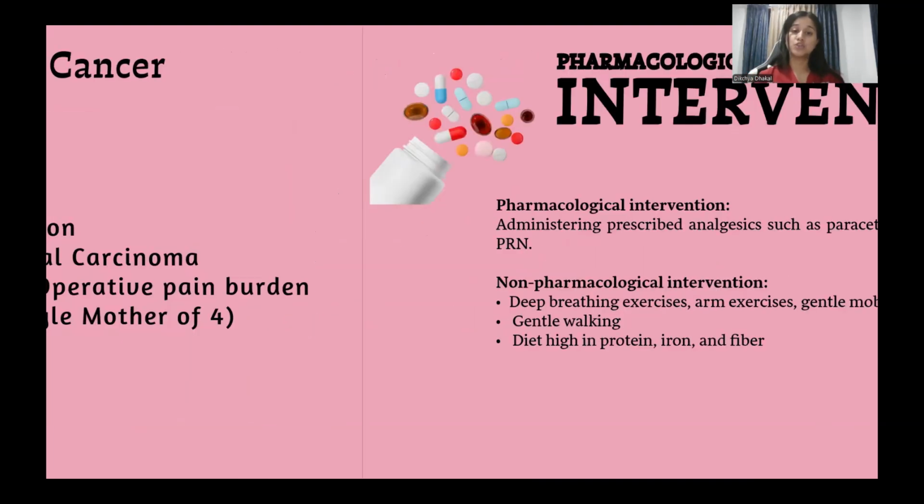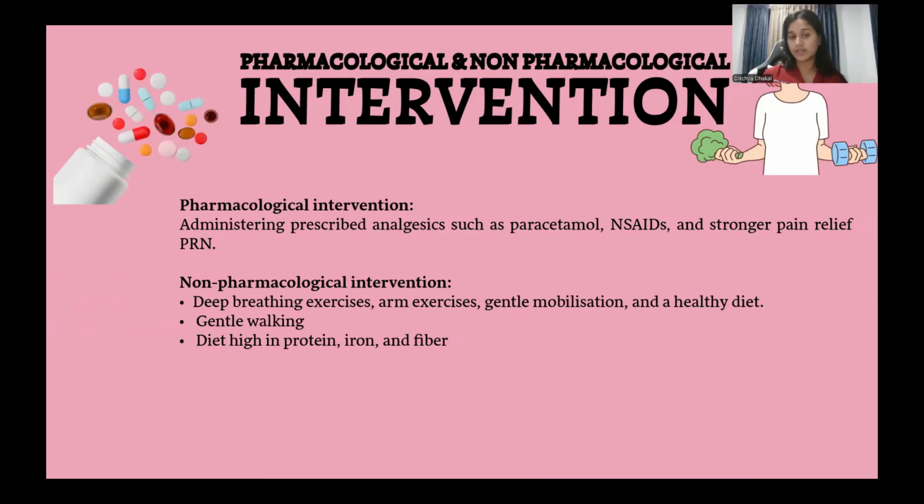There are mainly two types of nursing intervention. They are pharmacological and non-pharmacological intervention. One priority nursing intervention for Amara is administering prescribed analgesia such as paracetamol, NSAIDs, and stronger pain relief if required following her right-sided modified radical mastectomy.